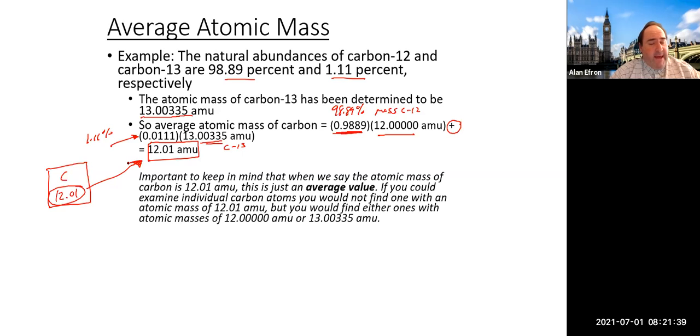And in reality, if you were to grab some carbon atoms or isotopes, you really would never find one that has a mass of 12.01. You would either find one that has a mass of carbon 12, which is 12, or you'd find one that has a mass of carbon 13, which is 13 and some change. But you'll never really find one that is 12.01, although that is the value that we use for it. There really isn't one. It's just an average value of all those naturally occurring isotopes.